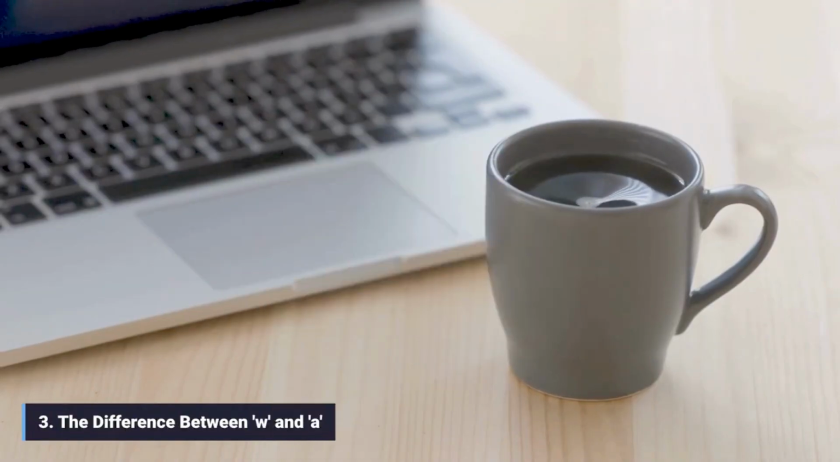3. The difference between W and A. The difference is crucial. When comparing W mode and A mode, their behaviors when the file exists are opposite. W mode truncates or deletes the content. A mode preserves and adds to the content. Both modes will create the file if it doesn't exist.